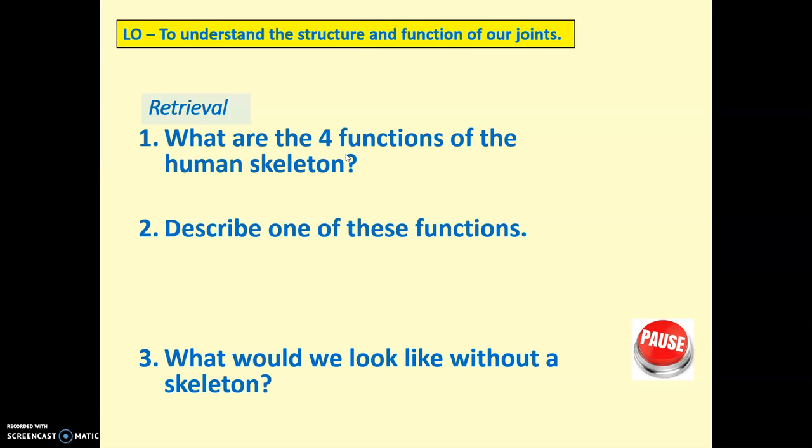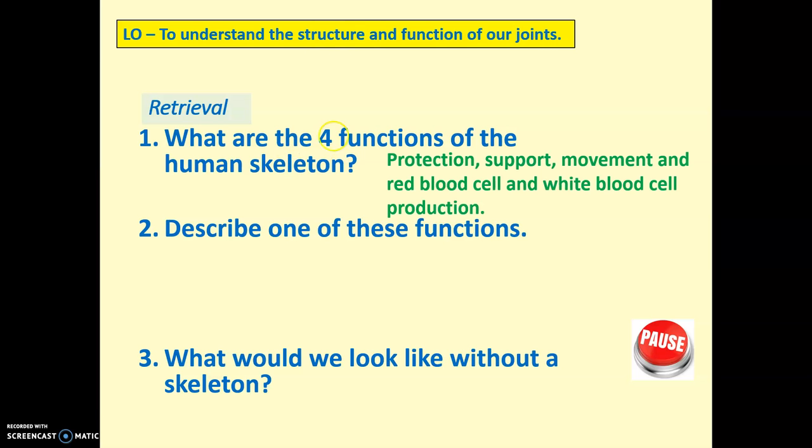These are for protection, for support, for movement, and the 4th and final one for red blood cell and white cell production in the bone marrow, often in your tibia in your leg. Okay, question 2, describe one of these functions, so only one, what they mean and how they are useful.